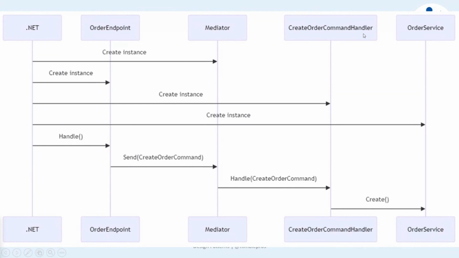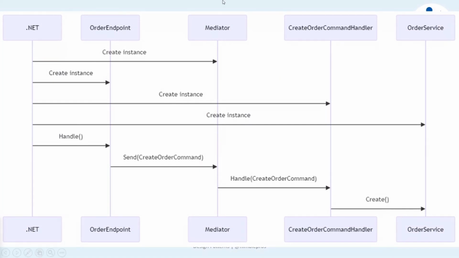This create order command handler is the typical name you would give it, and then it's the handler's job to go and create the service and call. Well, the service would already have been created here, but it would call order service dot create to do the work, and then return all the way back to the order endpoint and give it, here's the order that I just created, or whatever it might be as a result. Does that make sense? Totally.